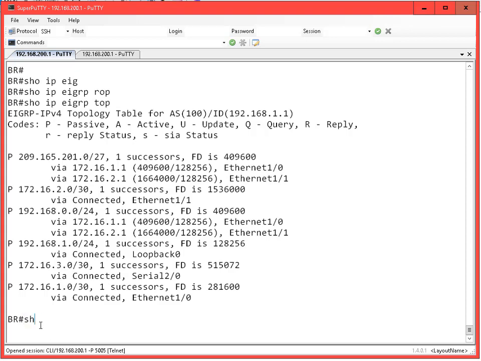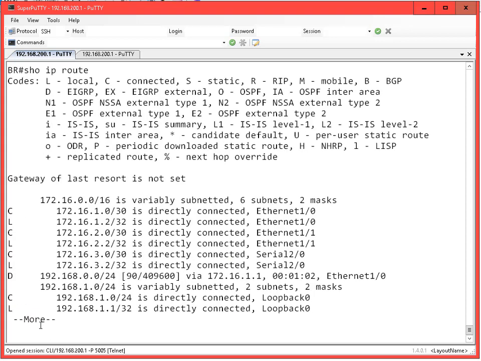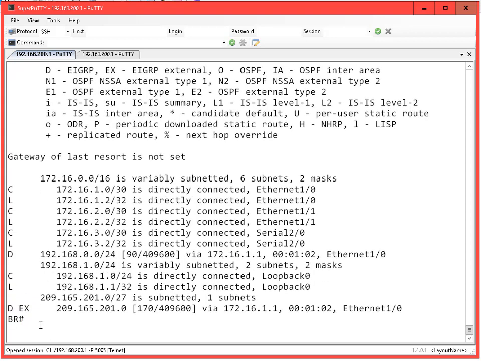Now they're still not going to show up in the routing table as EIGRP because connected routes have an administrative distance of 0, whereas EIGRP routes have an administrative distance of 90. So the connected routes will always take precedence over any route that's learned through a dynamic routing process, which is why we see the connected routes and not the EIGRP routes.